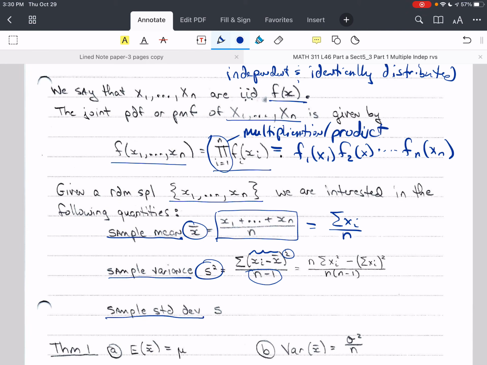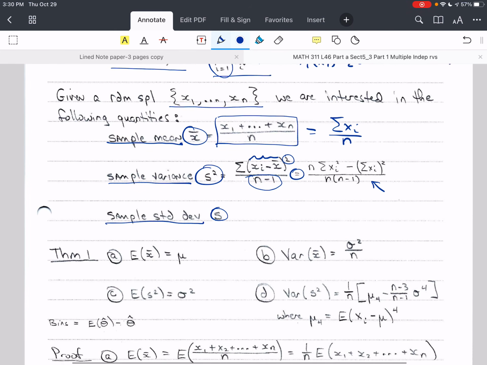And this can be written, these are equivalent. These are exactly the same equation, just rearranged using some algebra. We can write that using the computational formula. This is the one that the computer and calculator uses. N times the sum of x squared minus the sum of x quantity squared over n times n minus 1. And then the sample standard deviation is simply the square root of the sample variance.